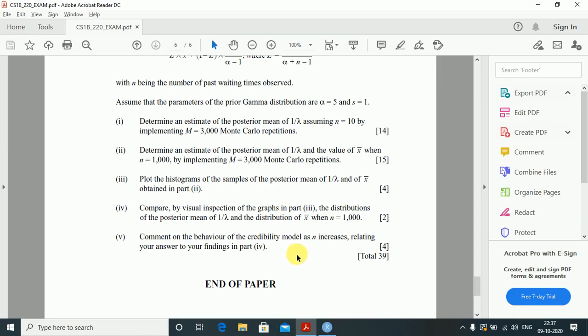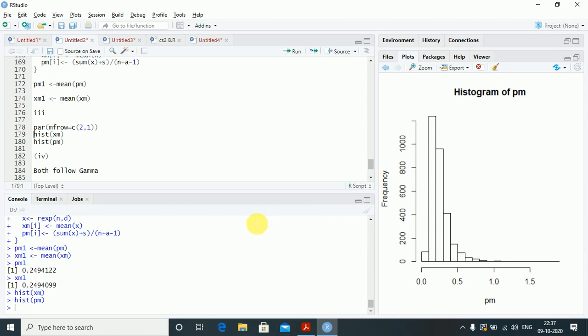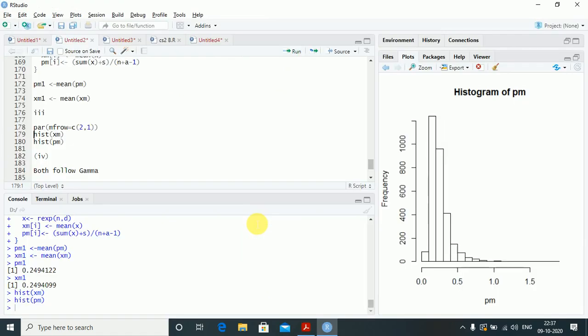And comment on the credibility model as n increases. As n increases, the model will always be a much better model, which follows from the central limit theorem. So the credibility of the model will obviously increase as n increases.